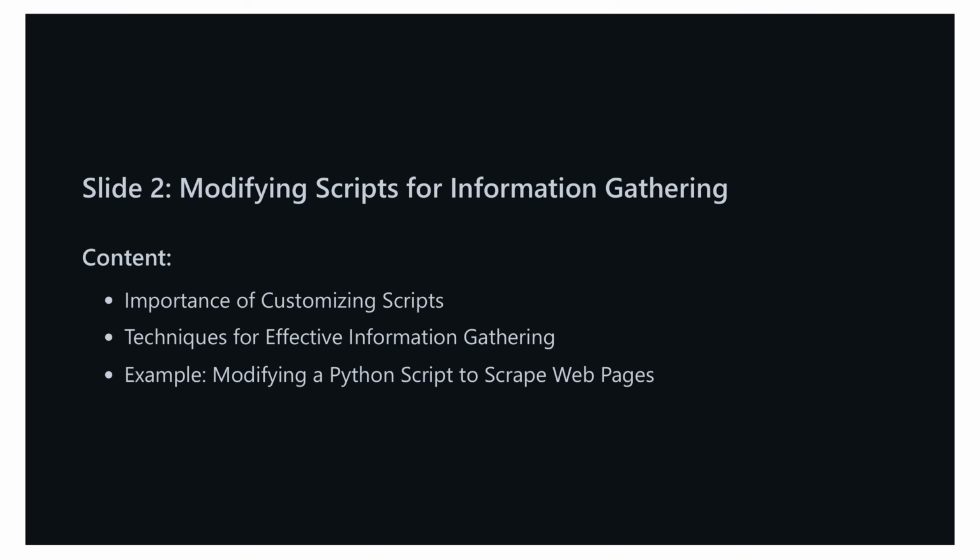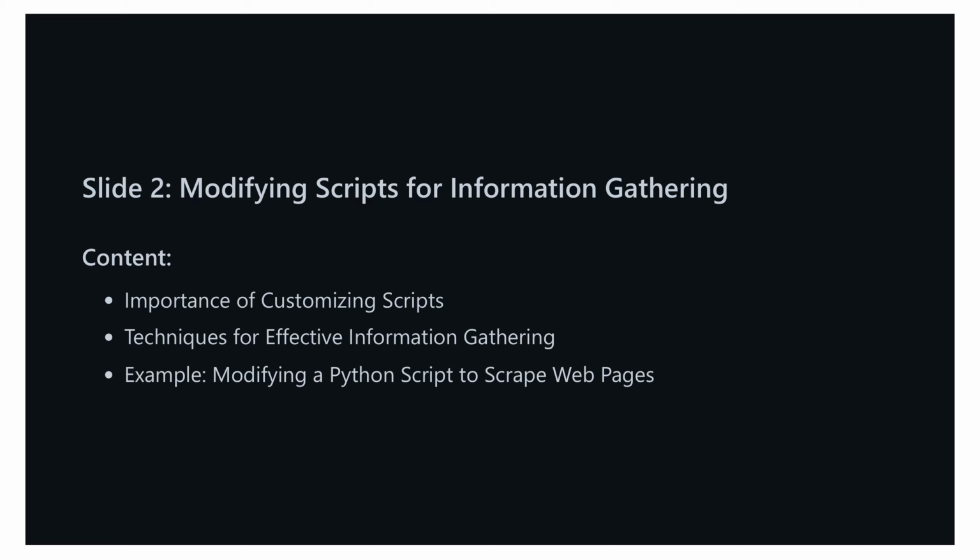On this slide, we're delving into the significance of modifying scripts specifically for the purpose of information gathering. Customizing scripts is crucial for tailoring your reconnaissance and enumeration activities to suit specific contexts and objectives. First, let's talk about the importance of customizing scripts. By modifying scripts, you can enhance their efficiency and accuracy, ensuring that they deliver the precise information you need. This might involve tweaking certain parameters or adding new functionalities to accommodate unique environments or specific targets.